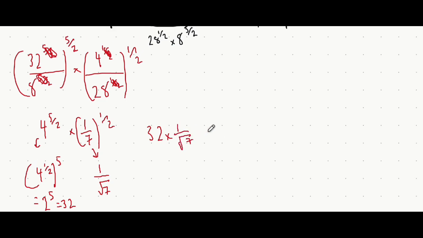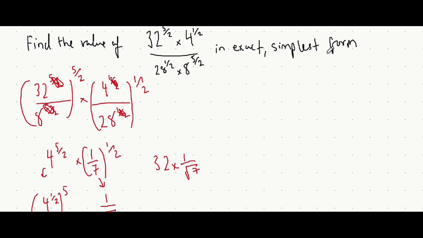Okay, how do we deal with this in a way to get an answer that's in its simplest form? Well, when you're multiplying by a fraction, you're essentially multiplying the whole number by the top of the fraction and keeping the denominator the same. So it's going to be 32 times 1, which is 32, all over root 7.